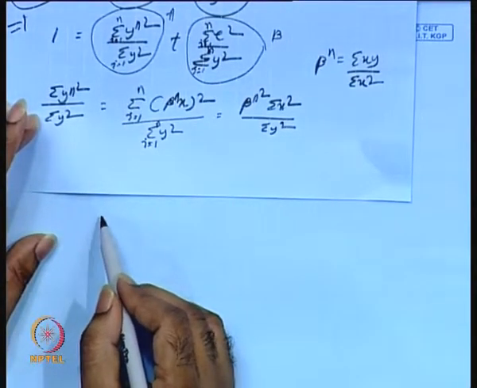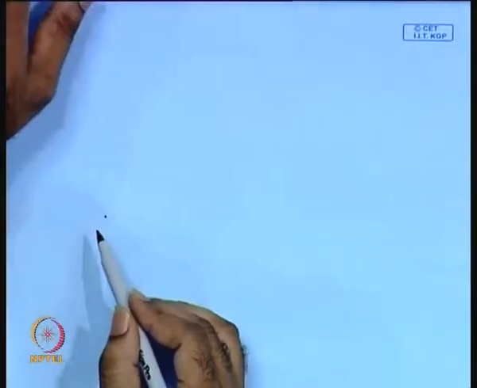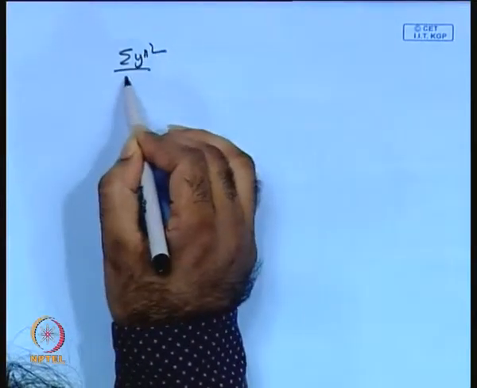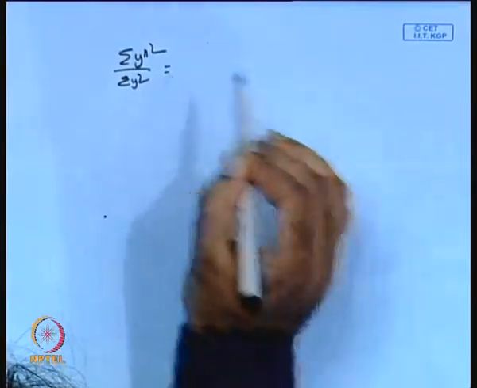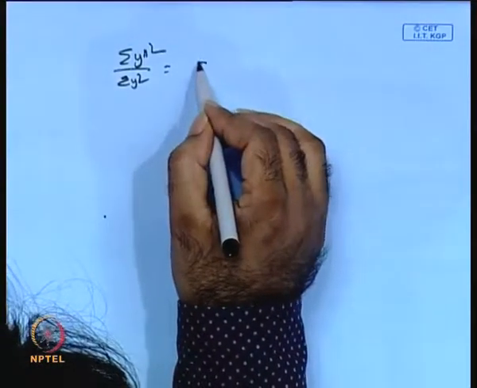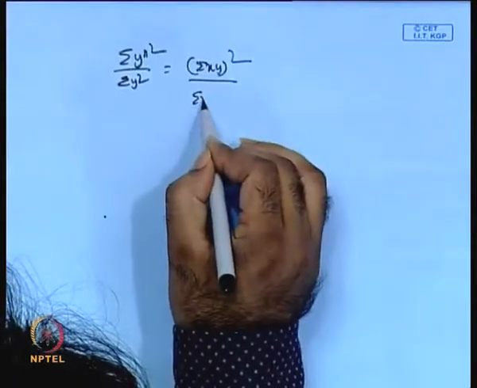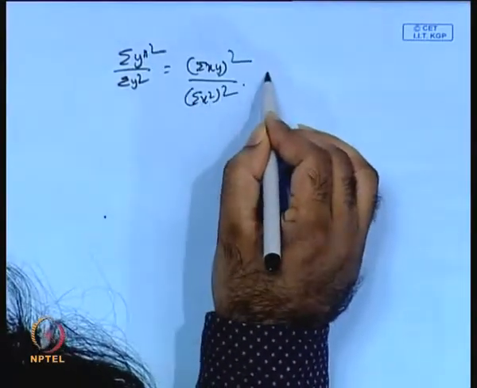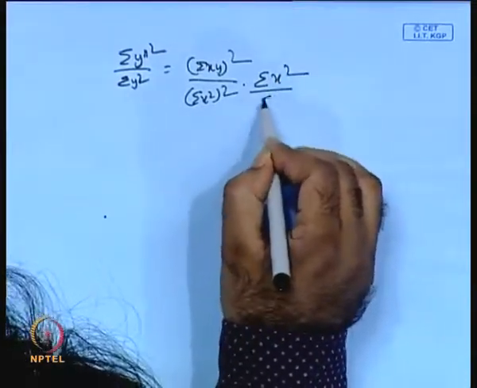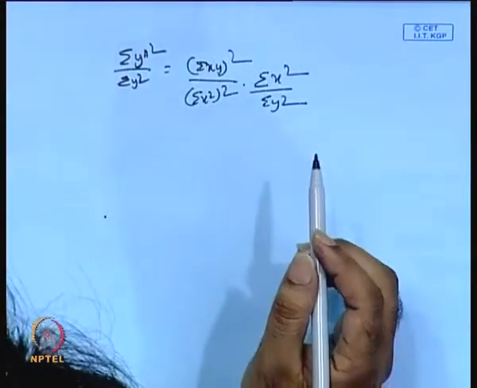So, summation, okay, I will write it here again. Summation y hat square by summation y square is equal to summation x y whole square divided by summation x square whole square into summation x square, okay, divided by summation y square. Okay. This is what y hat square by summation y square.